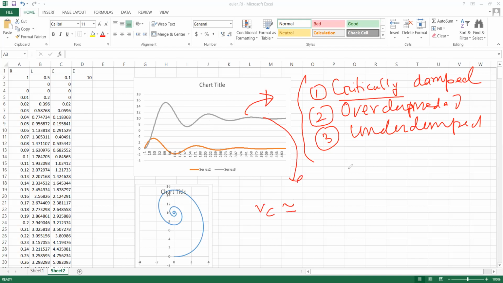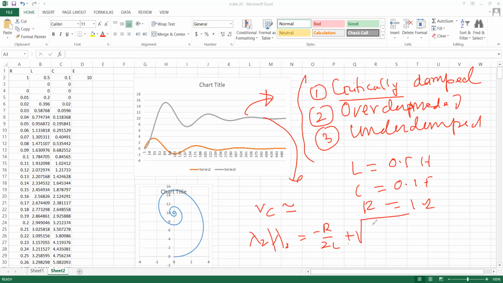Okay, fine. Now your L value is there, 0.5 henry. Your C value is there, 0.1 farad. Your R value is equal to 1 ohm. You have two roots of the characteristic equation that characterizes the solution, equal to minus R divided by 2L plus or minus square root of R by 2L squared minus 1 divided by LC, something like this. Can you calculate? Yes, you have your calculator. Calculate the value of the real part. Do it. Your RLC values are given there.